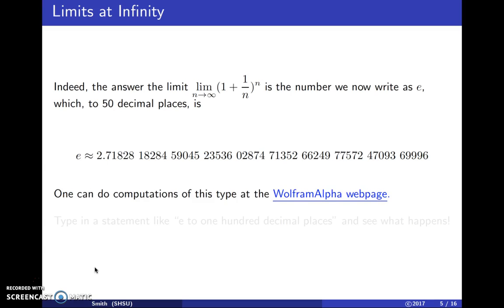By the way, a nice place to do computations of this type is Wolfram Alpha. On the PDF file, you can click on this link or just Google Wolfram Alpha. At Wolfram Alpha, you can type in a statement like e to 100 decimal places and see what happens.